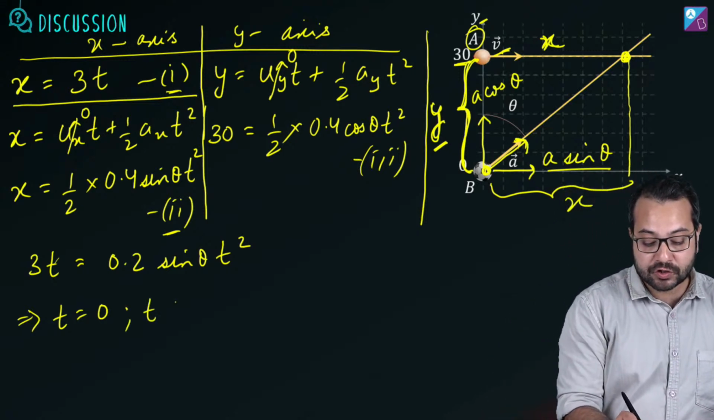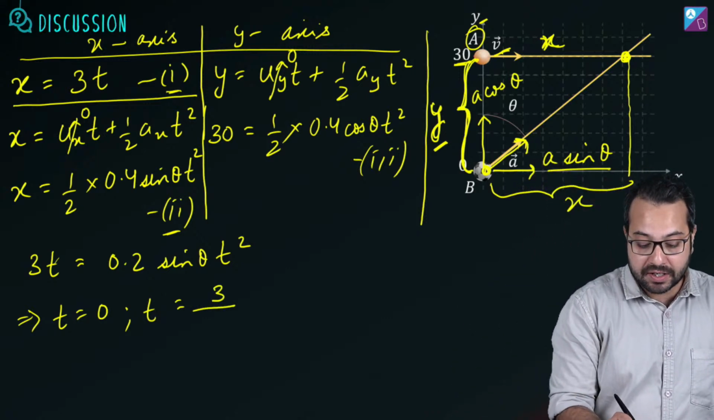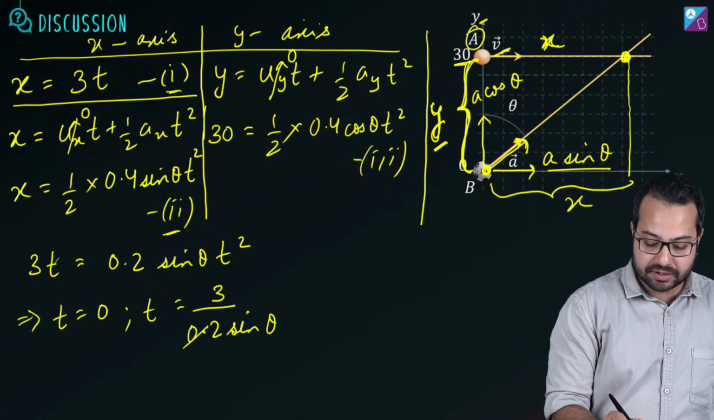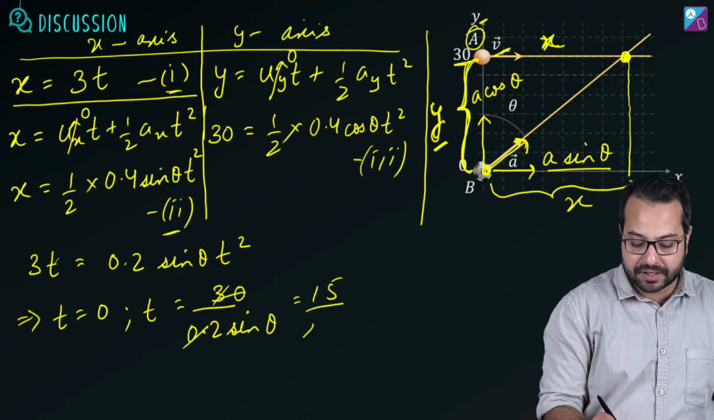The other solution is going to be how much? The other solution is going to be 3 divided by 0.2 sin theta. Correct? So how much will this become? This is going to become 30, so this is going to become 15 divided by sin theta.